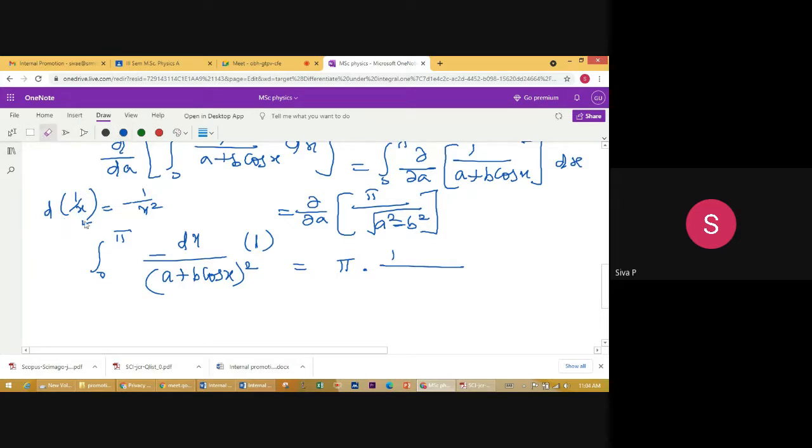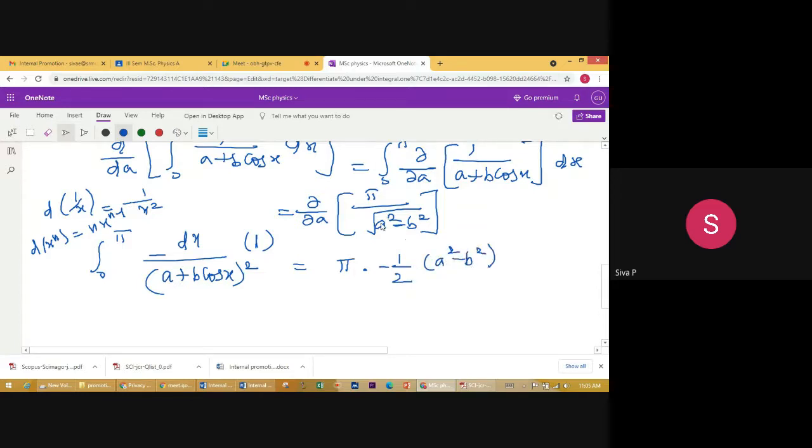So what is differentiation of x power n? It is n into x power n minus 1. So we will get minus 1 by 2 into (a square minus b square) power minus 1 by 2 minus 1.